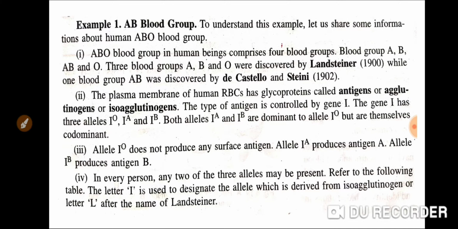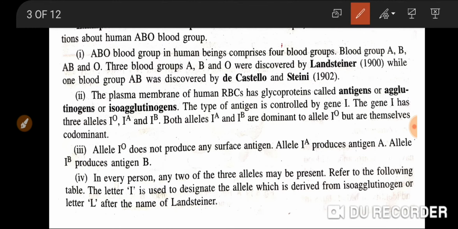As we know, there are 4 blood groups in human beings. The blood groups are A, B, AB and O, and out of these 4 blood groups, the blood groups A, B and O were discovered by Landsteiner in 1900, while the blood group AB was discovered by De Castello and Sturli in 1902.